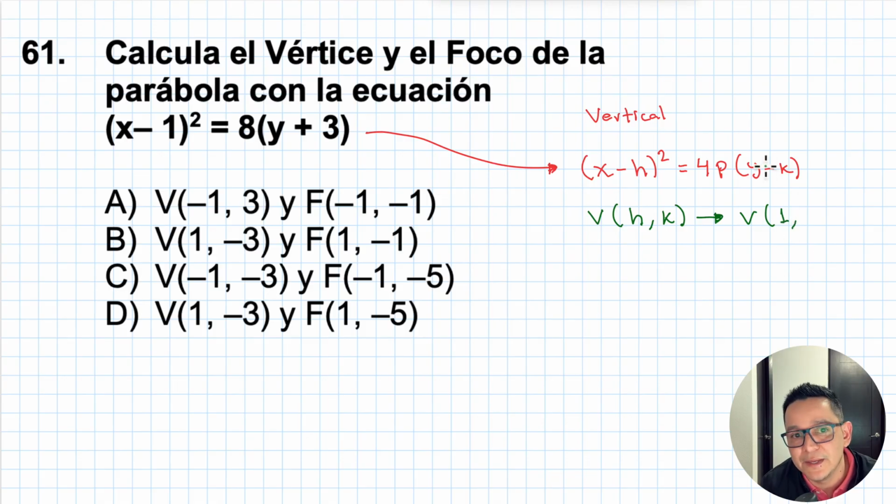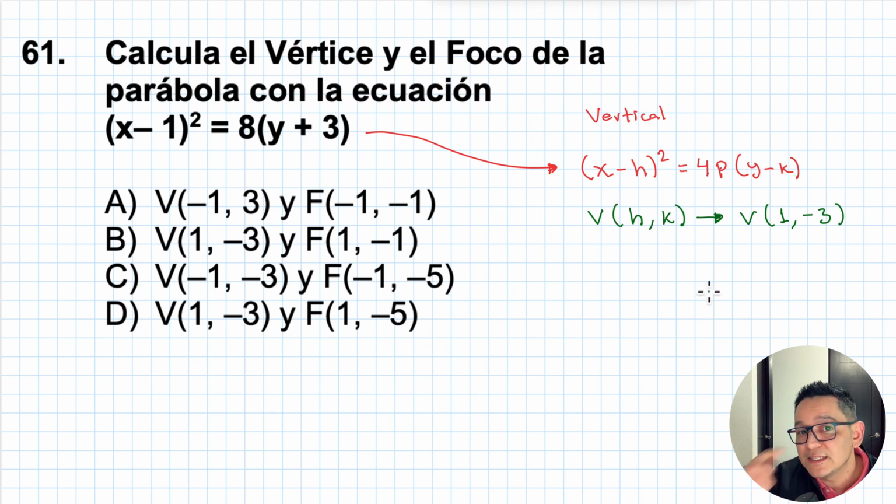Here we have y plus 3, and here we have y minus k. So minus k is plus 3, which means plus k is minus 3. So let's put a minus 3 in place of k. Again, why? Because minus k is plus 3, and if minus k equals 3, then k is minus 3.